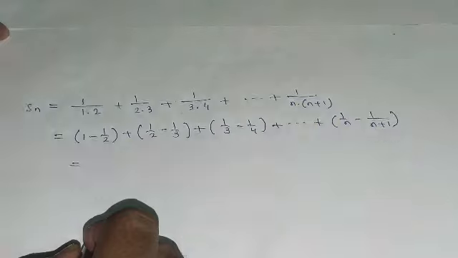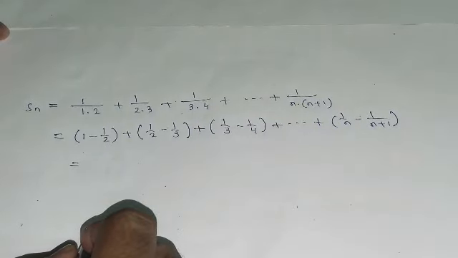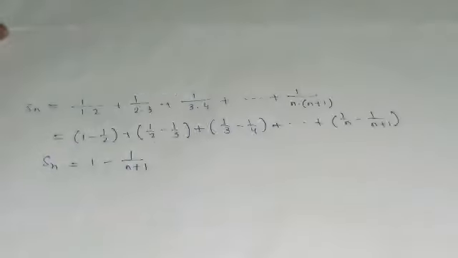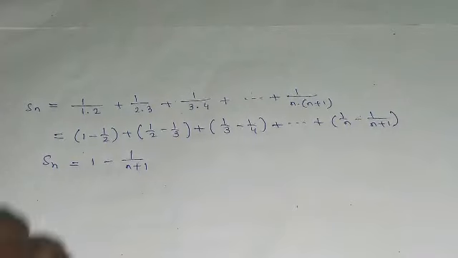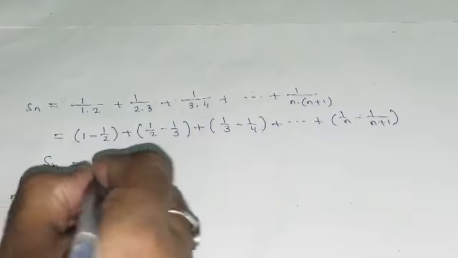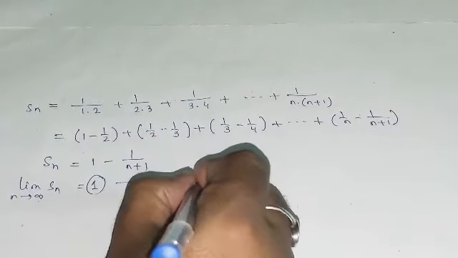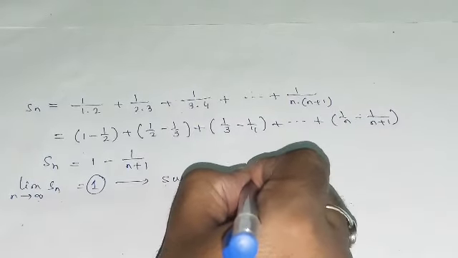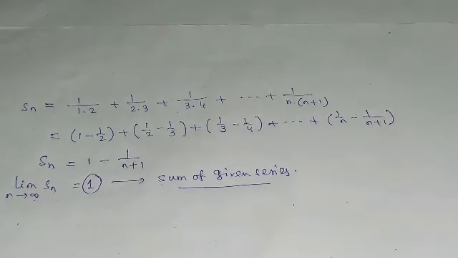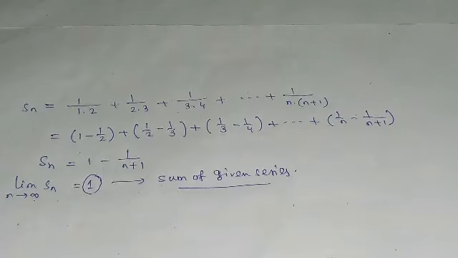So ultimately, just observe it carefully, and ultimately what we have is 1 minus 1/(n+1). So this is nothing but our Sn, the partial sum sequence. In fact, if you take the limit on both sides, you will find that you are getting 1. So this is the sum of the given series. This is the technique by which we can find the sum of any convergent series, obviously with the help of our Sn. Okay, this was one very straightforward and simple example.